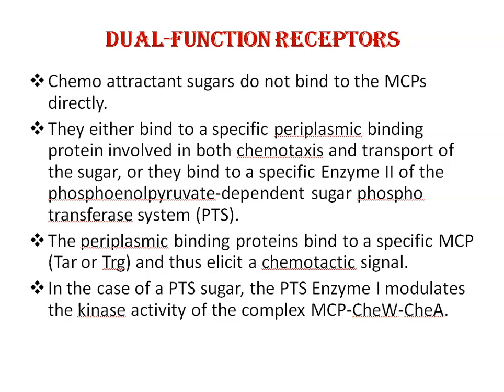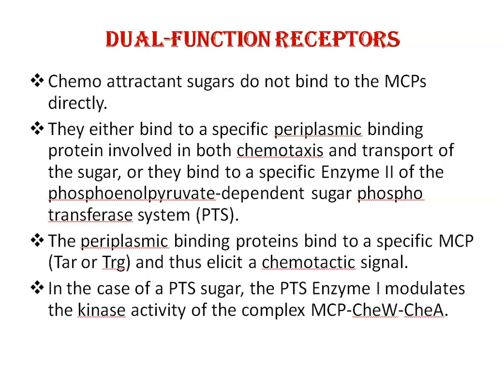Next is dual function receptors. Chemoattractant sugars do not bind to MCPs directly. They either bind to specific periplasmic binding proteins involved in both chemotaxis and transport of sugars, for example galactose, maltose, and ribose binding proteins, or they bind to specific enzymes II, for glucose, mannose, mannitol, and others, of the phosphoenolpyruvate-dependent sugar phosphotransferase system, that is PTS. The responses to both types of sugar chemoattractant are, however, mediated by MCPs.